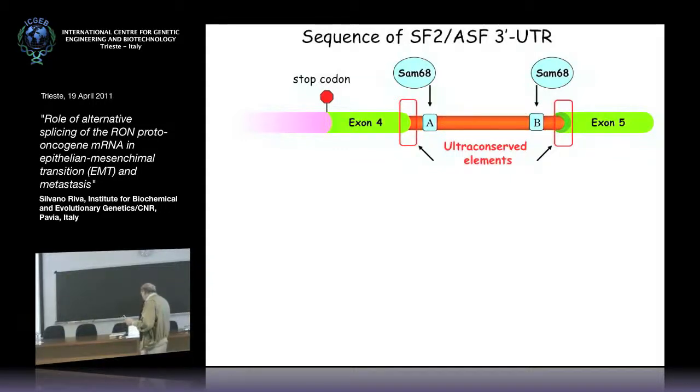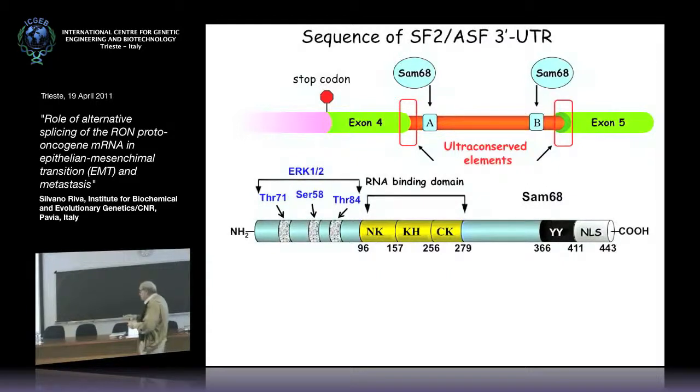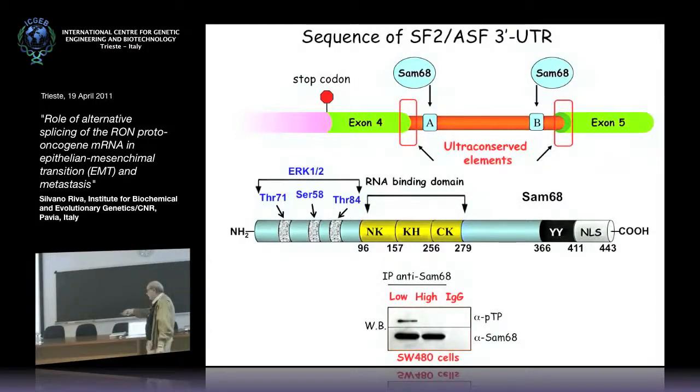And probably the interaction with SAM68 is important. In fact, as I said, SAM68 is an RNA binding protein. These are RNA binding domains. And this phosphorylation site is a target of that kinase, ERK, a very important signal transduction kinase, and is phosphorylated at this amino acid. Now, in fact, at low cell density, SAM68 is phosphorylated.